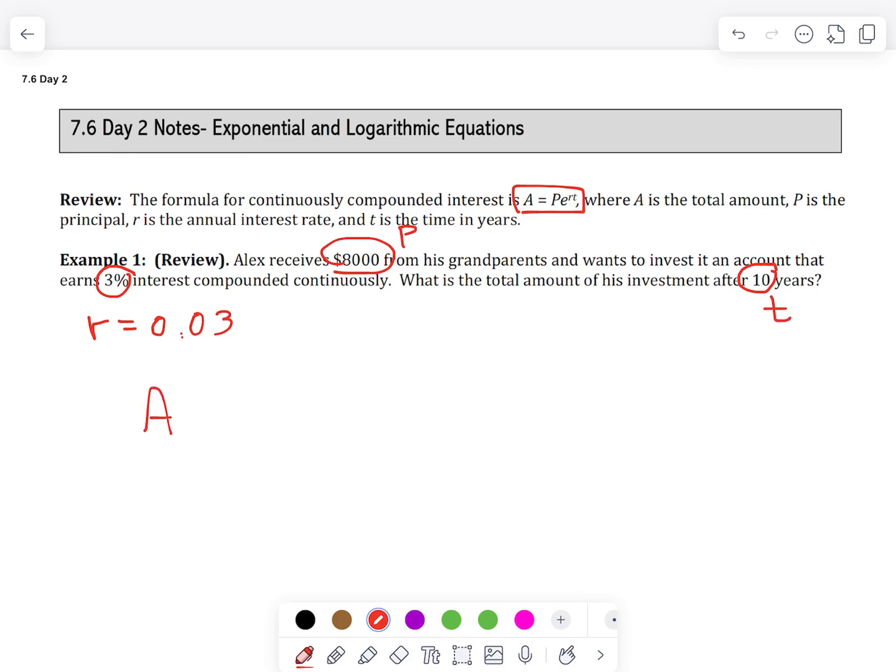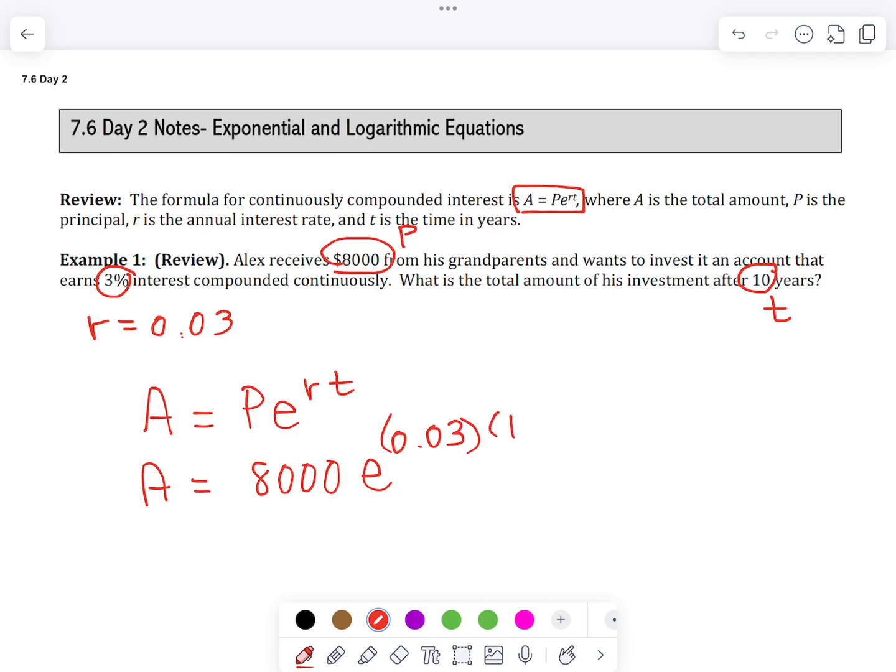So then we'd enter into our formula. Initial investment of $8,000 is our principal. Interest rate as a decimal, 0.03. And then our time of 10 years. And that amount will be approximately $10,798.87.